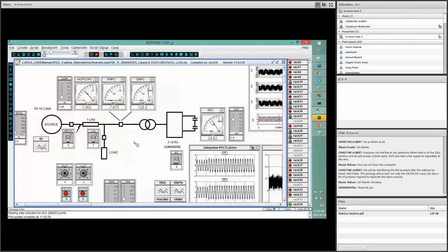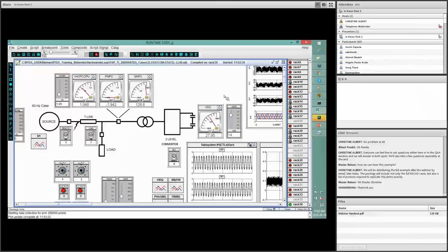Then let me change this DC reference from 1.6 pu to 1.8 pu. So now the DC measurement, in kilovolt terms, not in pu terms, is higher. That means this reference is very close to this measurement.